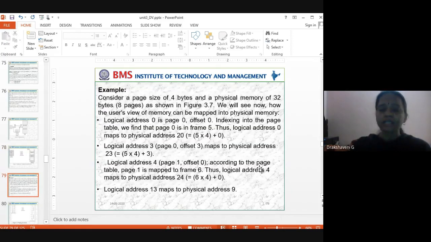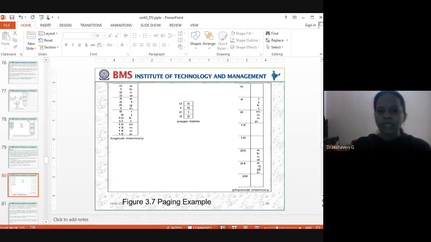Let us consider one example. In this example, the logical memory starts from 0 to 15. What is the size of each page? Normally, what is the page size? On which page do you take printouts? A4, A3, index sheets. Which page do we take printouts on?